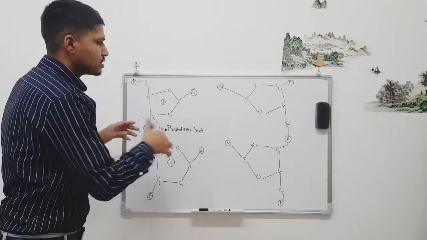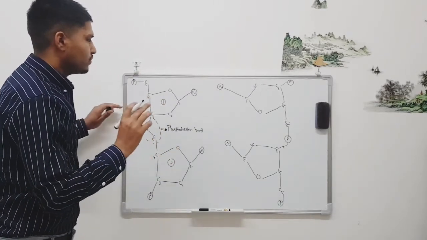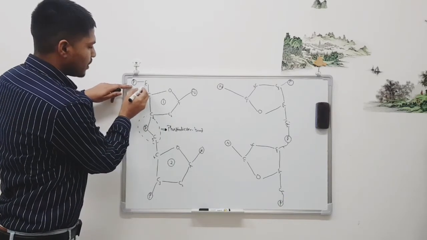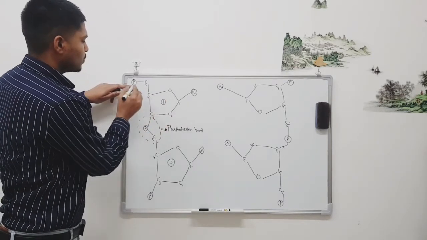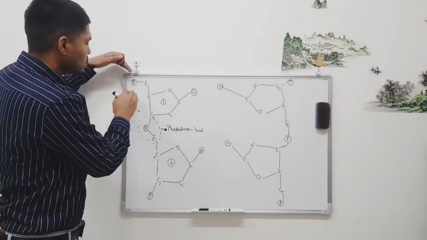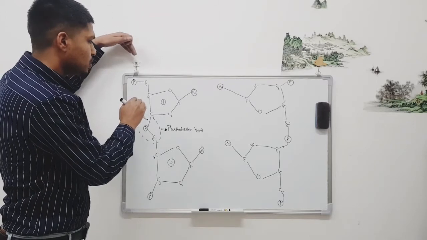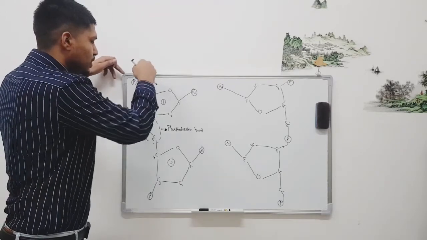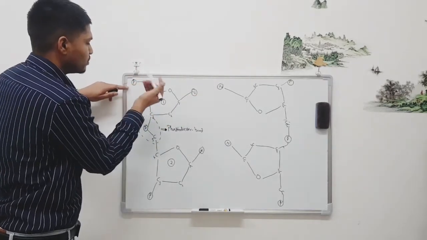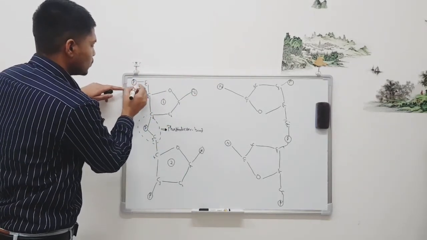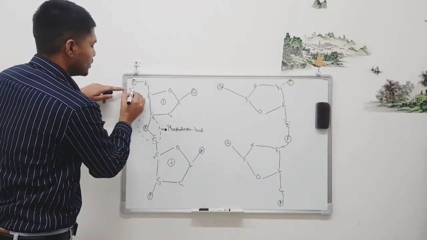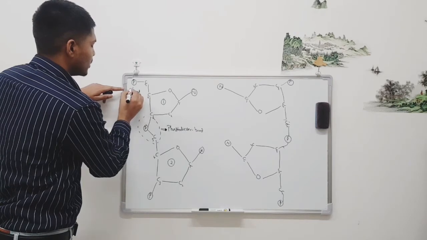So just now we discussed this, and now I will let you know that here carbon number 5 of the first sugar molecule contains a phosphate molecule, and this is the free end. This is a free end because no other nucleotide is attached to it. There is nothing attached to this phosphate molecule. So we call this the 5 prime end.